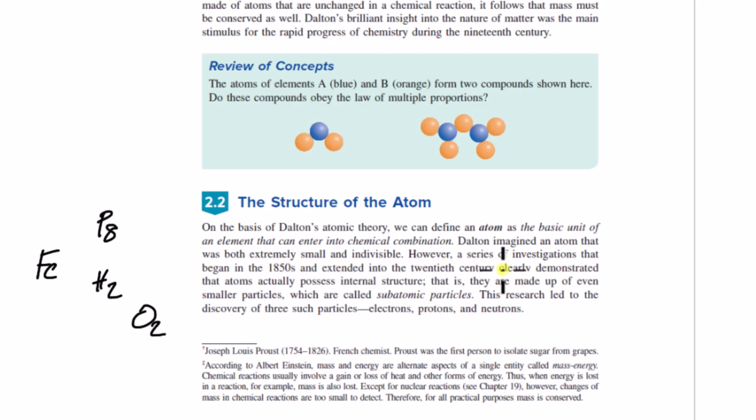So, however, a series of investigations that began in the 1850s and extended into the 20th century clearly demonstrated that atoms actually possess internal structure. That is, they are made up of even smaller particles, which are called subatomic particles. This research led to the discovery of three such particles: electrons, protons, and neutrons.